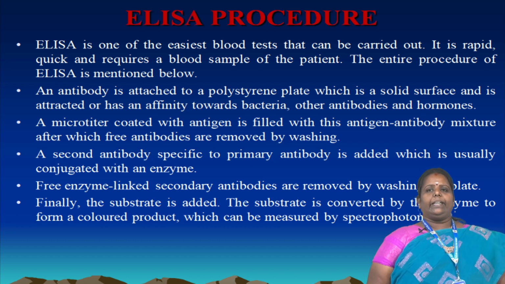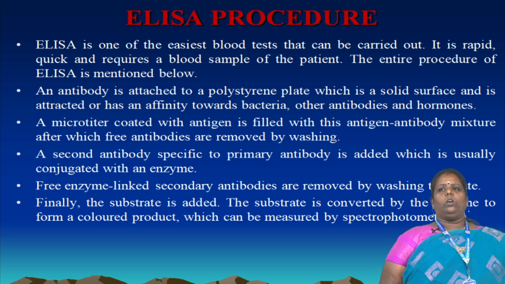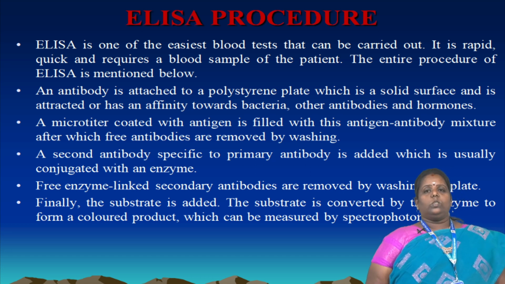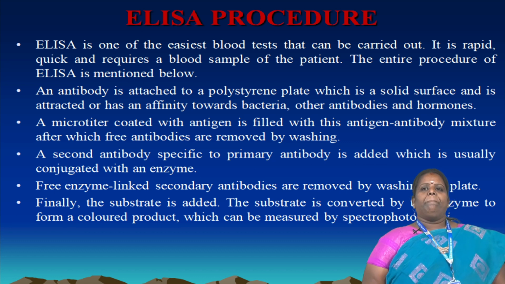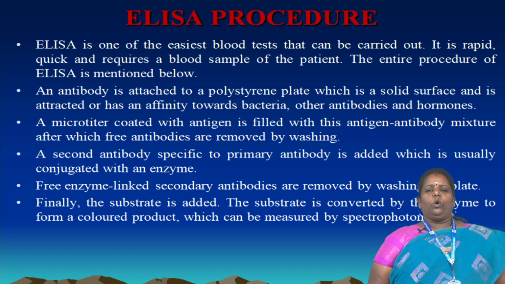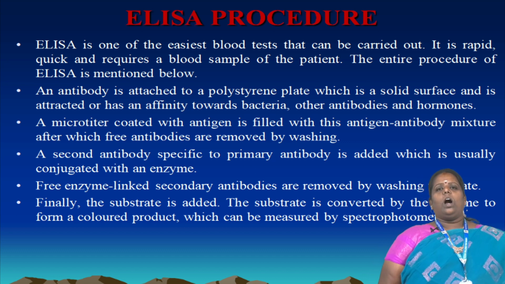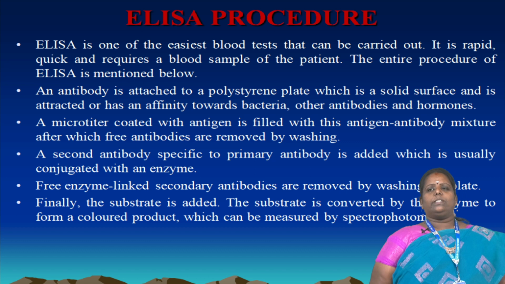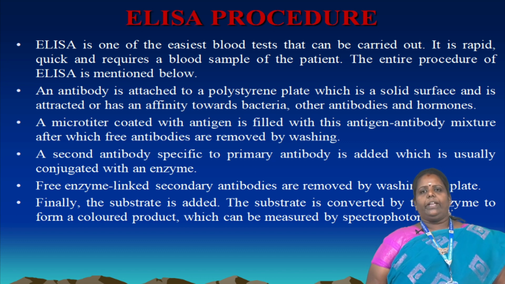The antibodies are attached to the polystyrene plate, an already solid surface, and it also has an affinity towards bacteria and other antibodies and hormones. A microtiter plate, the ELISA plate, is coated with antigen and also filled with an antigen-antibody mixture, after which free antibodies are removed by washing. Free antibodies mean the excess antibodies, which are also removed.